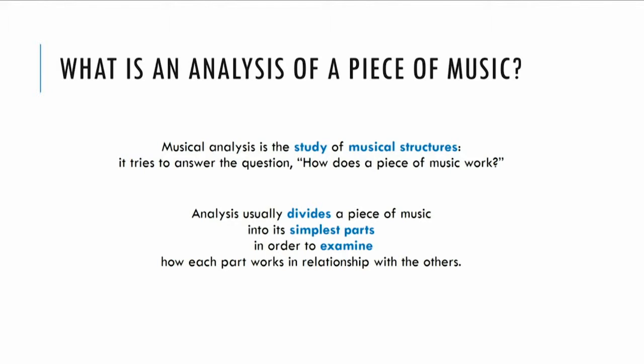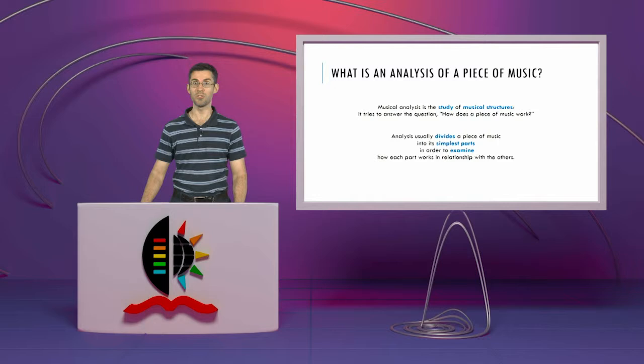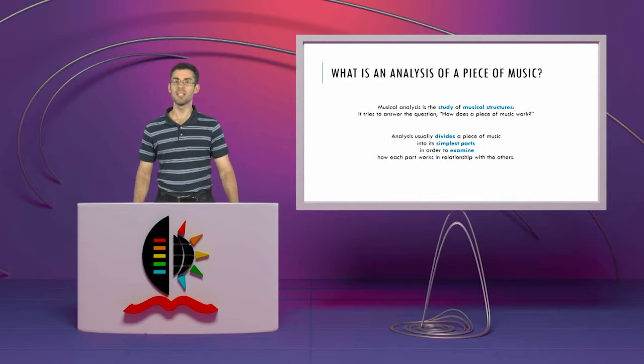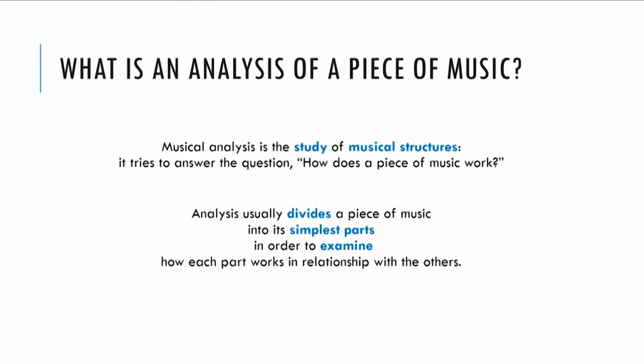You may have already done some analysis in music theory, but when you come to history of music and when you come to looking at pieces of music in particular when you are going to perform them, analysis can have slightly different meanings. So, musical analysis is the study of musical structures. It tries to answer the question, how does a piece of music work? We are going to unpack that question because there are several components to it which will affect the way that you analyze a piece of music.